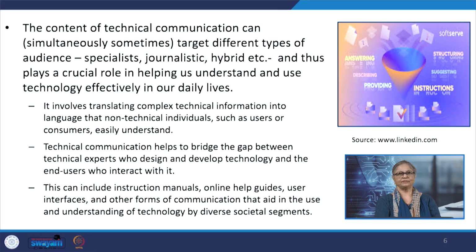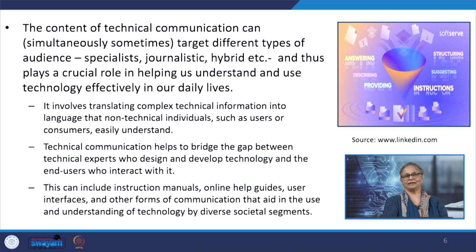So that's it. The availability of digital communication tools in the 21st century across the spectrum of human interaction has led to the development of technical communication as a nuanced mode of communication. It can easily take various forms, including written documents, presentations, videos, and other multimedia formats. The content of technical communication can target different types of audiences, specialists, journalists, hybrids, etc.